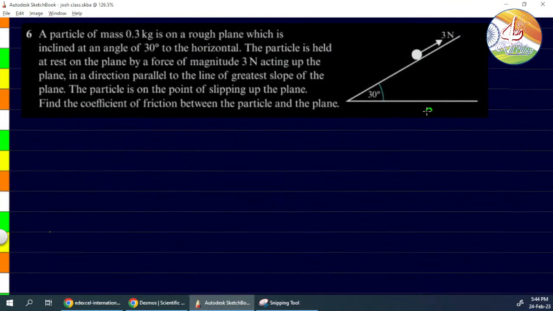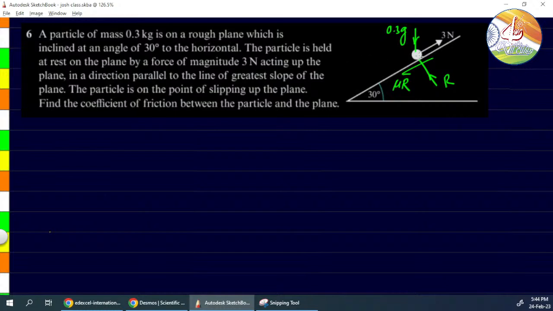So now we have been told that it is sliding upwards. So friction will be acting in the downward direction. There will be a normal reaction, this is R. Is the friction value given? No, we have to find the value of friction. So let's write it as mu R. Then there is a downward force. How much is the downward force? 0.3 g, correct? Yes, 0.3 g is acting downwards.